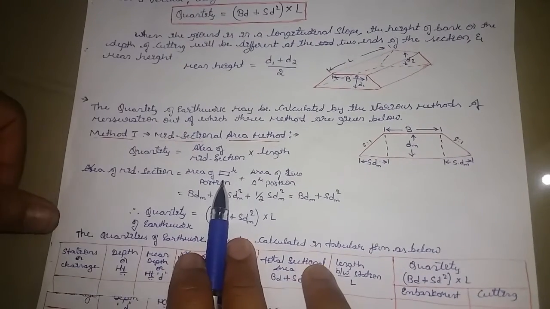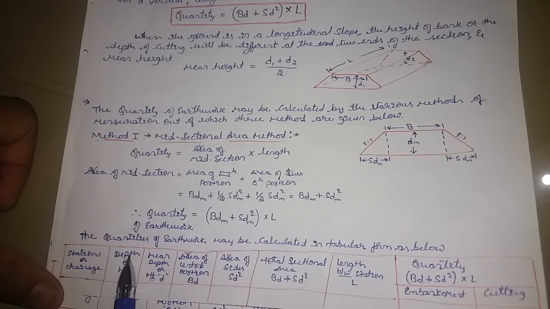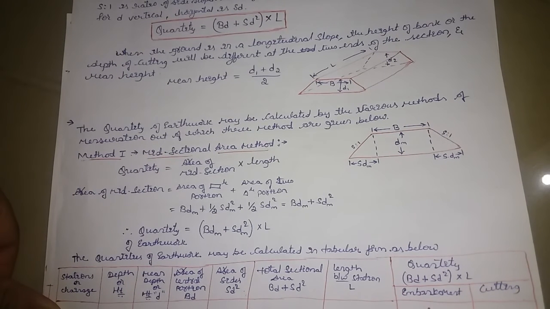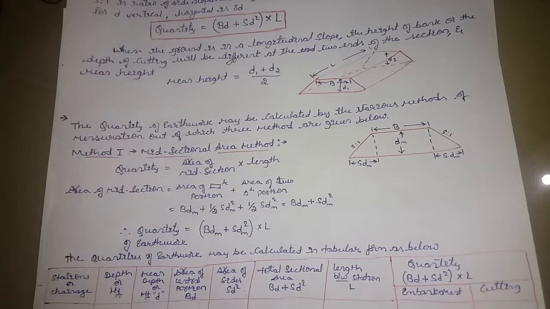What is the content of the tabular column? One column will be station and chainage, and another column is the depth or height, mean depth or height, or anything, but D. Then the area of the central portion BD, area of the sides SD square, total sectional area, that is BD plus SD square, then the length between the stations L, and the quantity BD plus SD square into L. In that section we are going to take it as banking and cutting, or embankment or cutting. So those values will be written here, and whatever the calculated value is, it will be written: if you get it in banking, we write it in the banking column. If you get it in cutting, then you write it as a cutting value. Okay, so this is about method number 1.